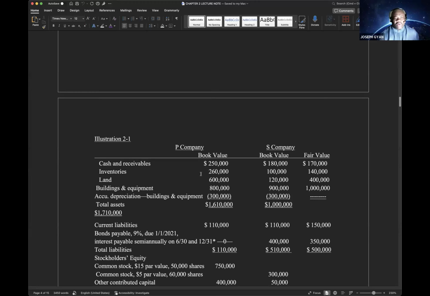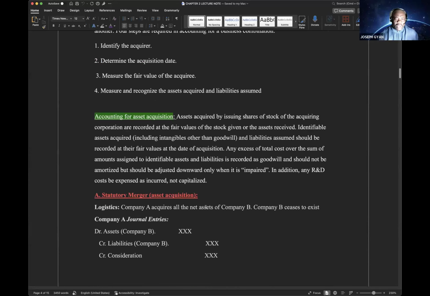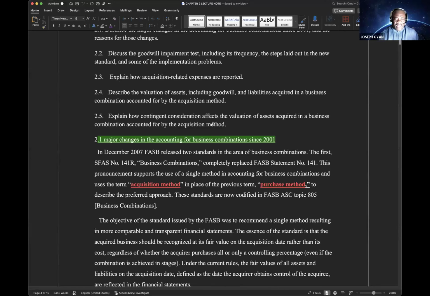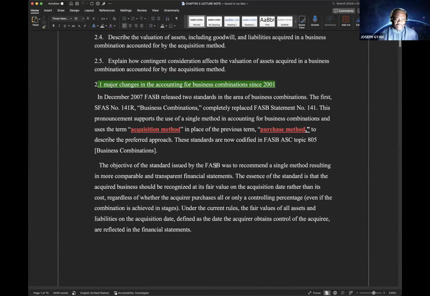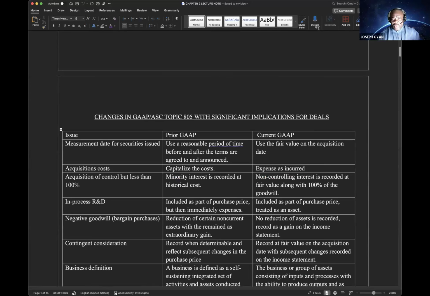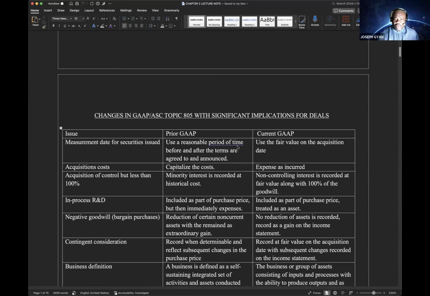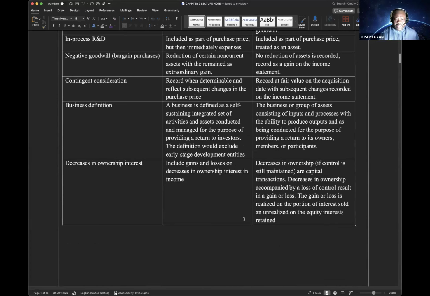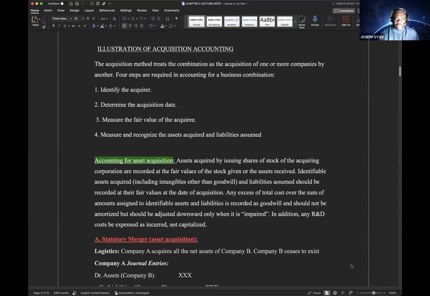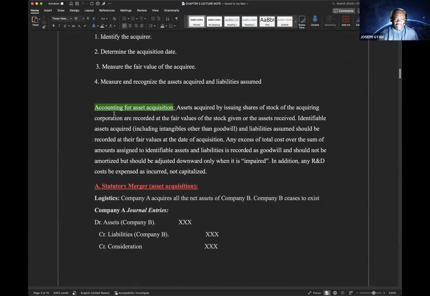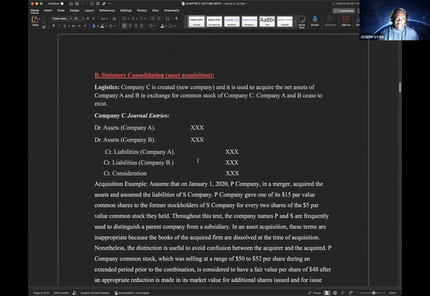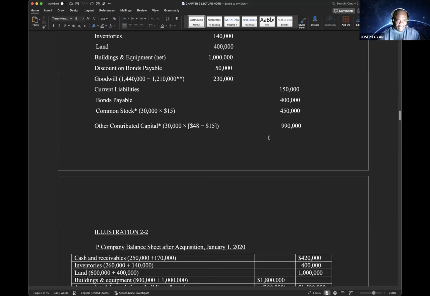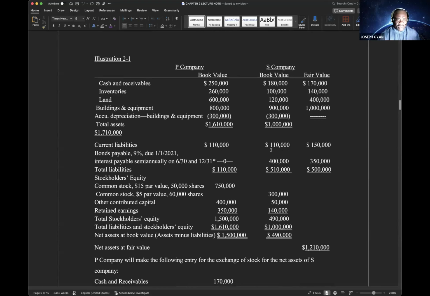Okay, so we went over chapter 2. We're looking at accounting for the business combination. So we talk about the parent company. We also discussed the changes that have taken effect since 2007. There's a lot of changes that have taken effect. We went over some of the changes, which is right here. We also went through the acquisition of the assets. We talk about such a business combination.